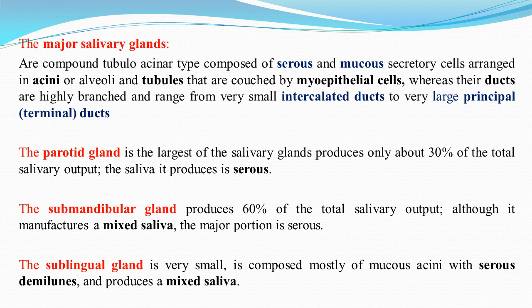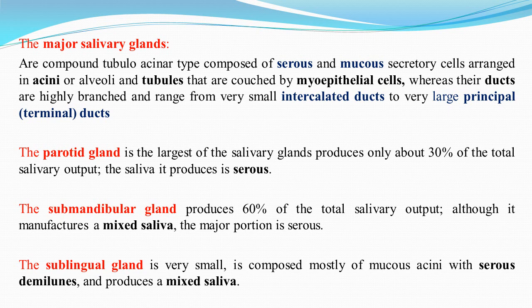The parotid gland is the largest of the salivary glands, but produces only about 30% of the total saliva. The saliva it produces is serous. The submandibular gland produces about 60% of the total salivary output, although it manufactures a mixed saliva, serous and mucous. The major portion is serous.